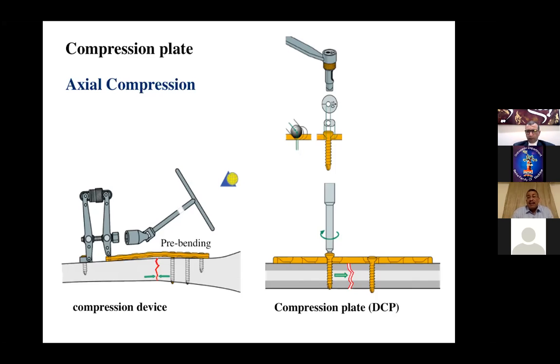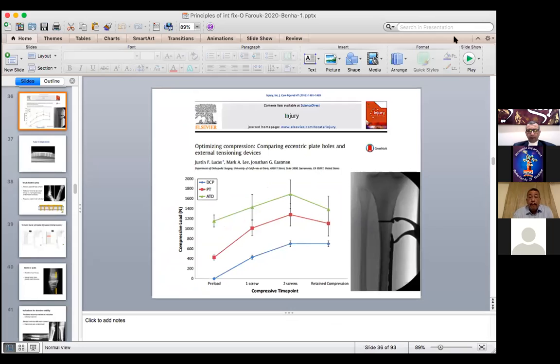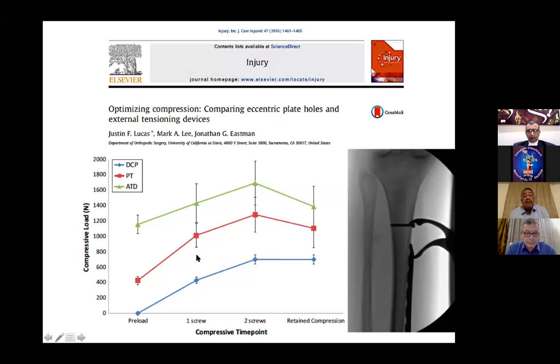methods are done in simple fractures, like this fracture. We have another device, the articulated tension device, as a compression device. We have also the pull technique. If you insert a screw away from the plate and use the self-centering clamp to pull the plate, then you will have compression across the fracture site.